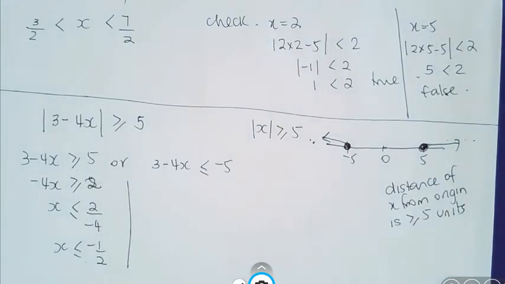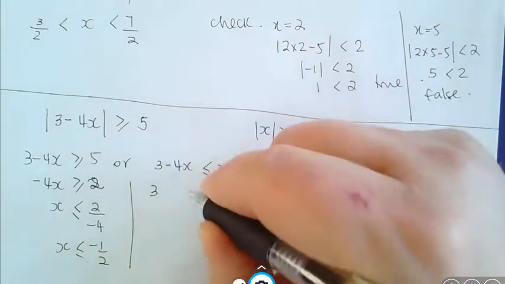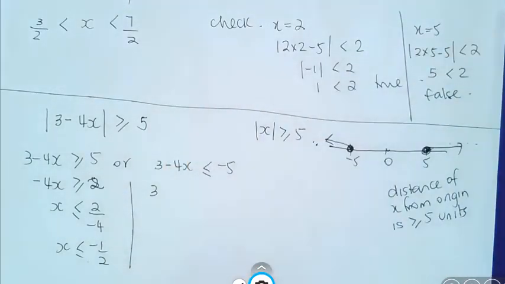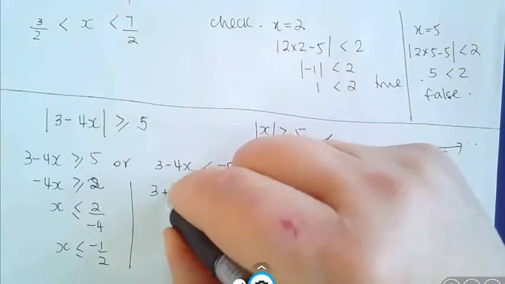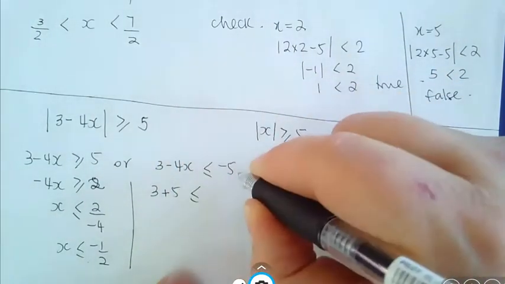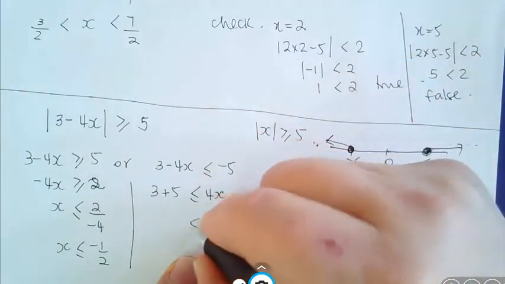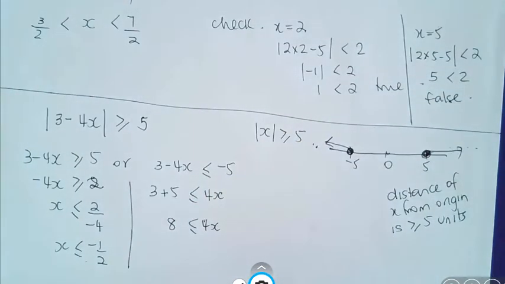So if you don't like dividing by the negative with your inequality, you can pick up and take terms over to the other side. So I'm going to keep the 3 here, bring the 5 over. I want to take the 4x over to the other side. So what do I get if I take the 5 over? 3 plus 5. Positive or negative 4x when I take it over? Positive. So I get 4x is greater than or equal to 8.